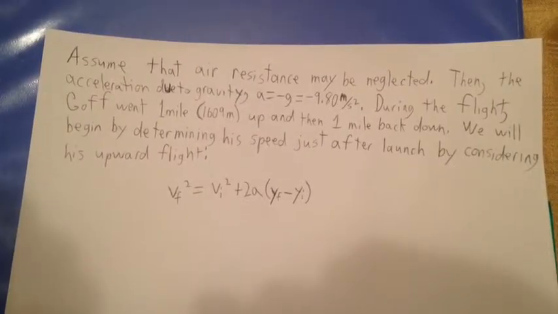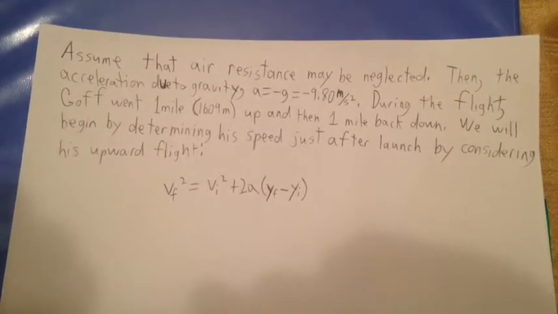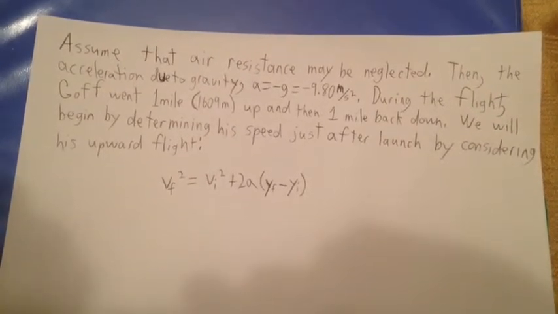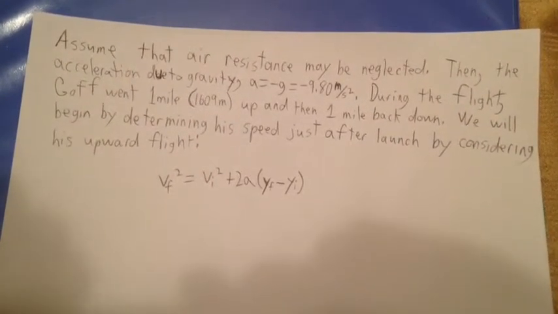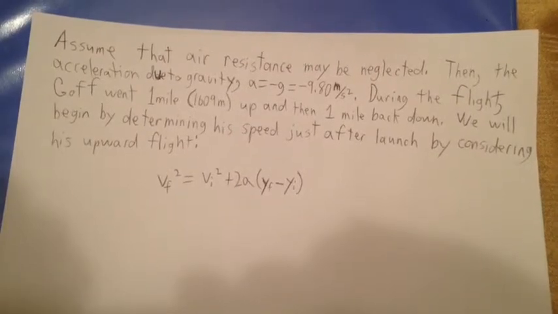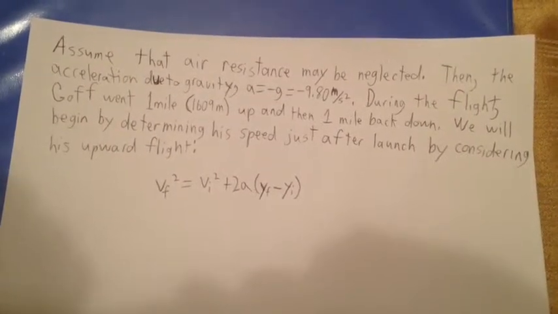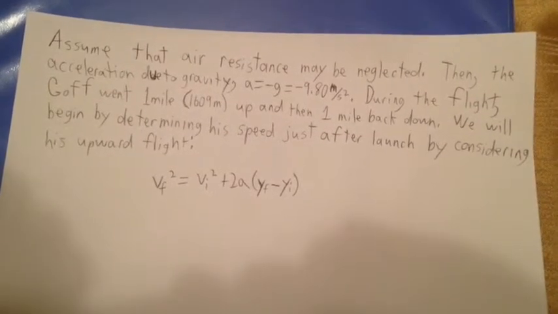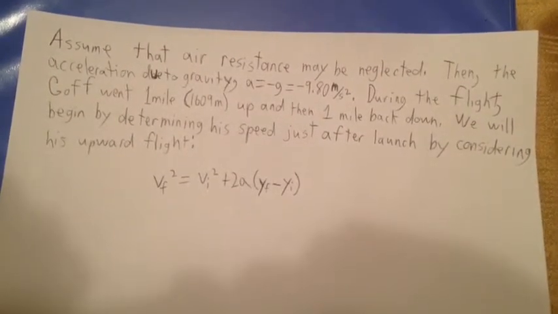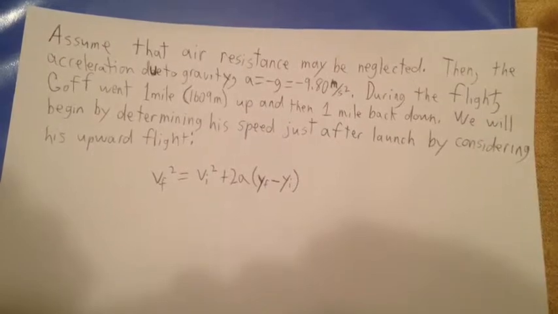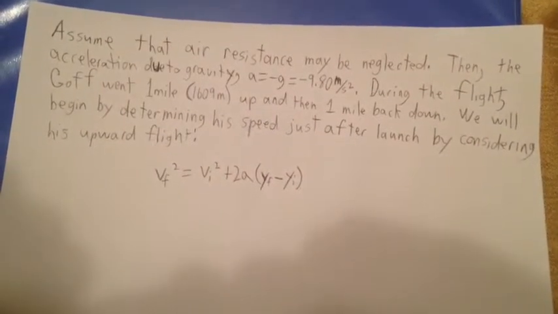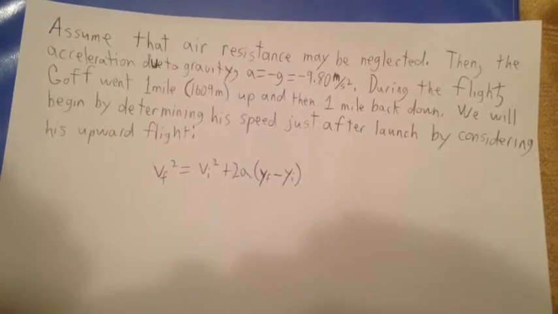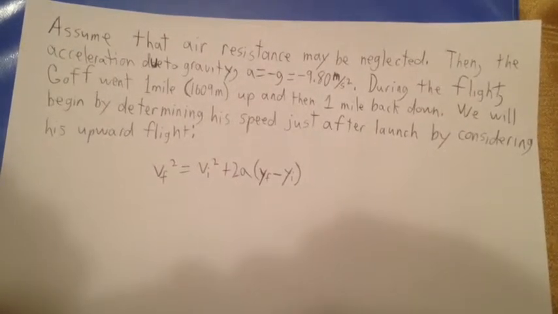Assume that air resistance may be neglected. We know the acceleration due to gravity is negative 9.80 meters per second squared. The negative sign is to show that gravity is pulling downward. During the flight, Goff went 1 mile, which is 1,609 meters, up, and then 1 mile back down. We will begin by determining his speed just after launch by considering his upward flight, using the given equation.